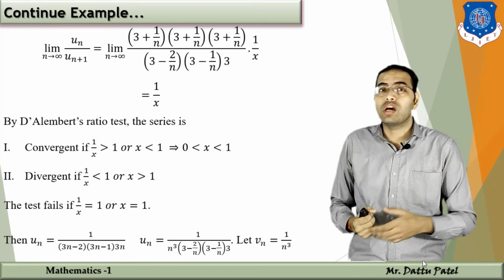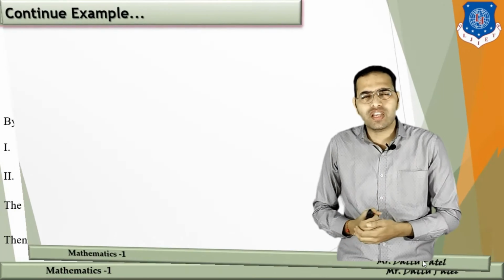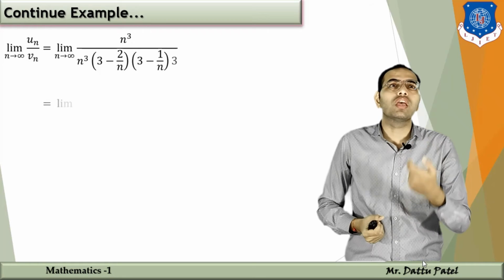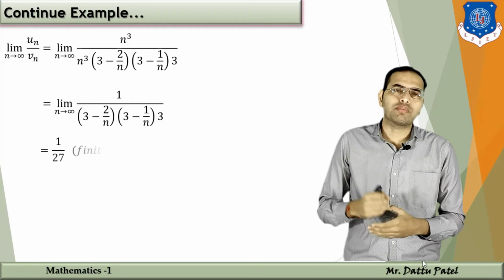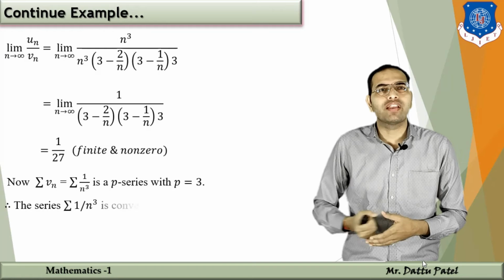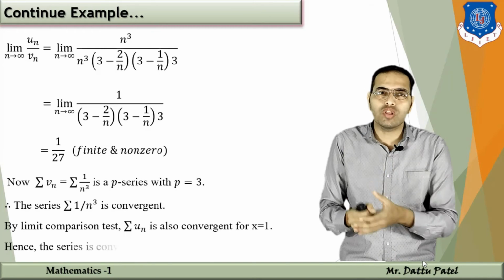Now let's see whether our Vn is convergent or not. That is based on power series. Firstly, we apply the limit as n tends to infinity to un by Vn, substituting the values of un and Vn and simplifying, it becomes 1 by 27, which is finite and non-zero.